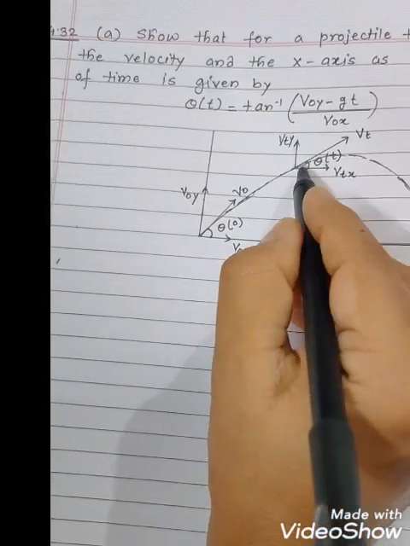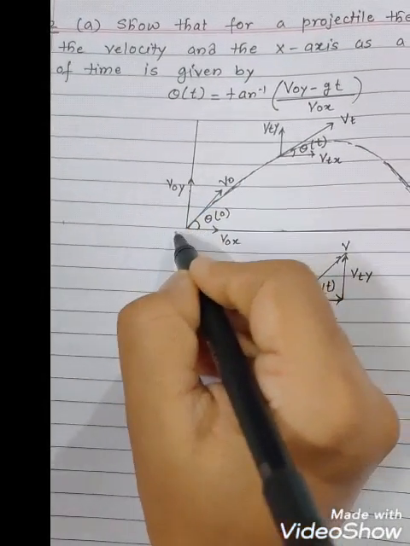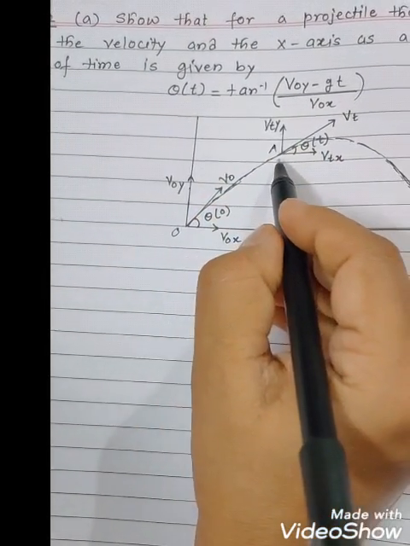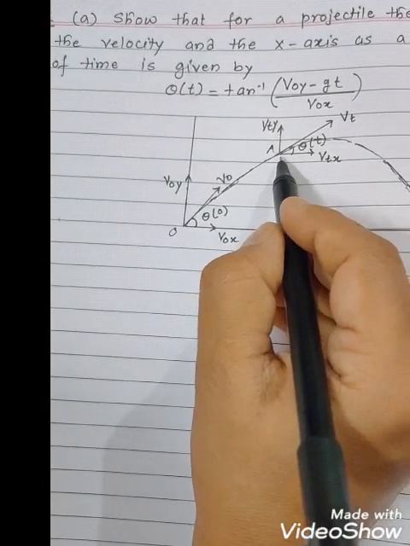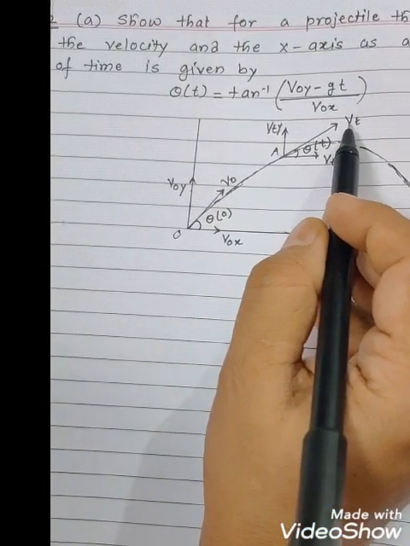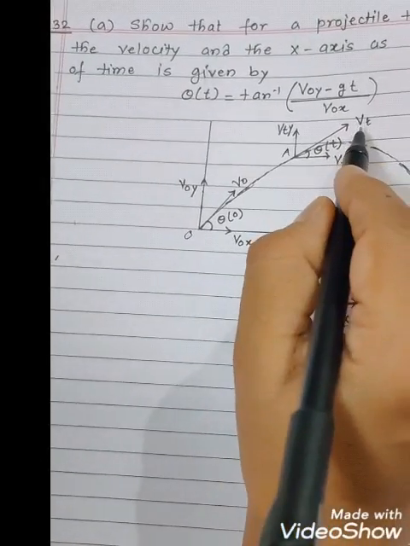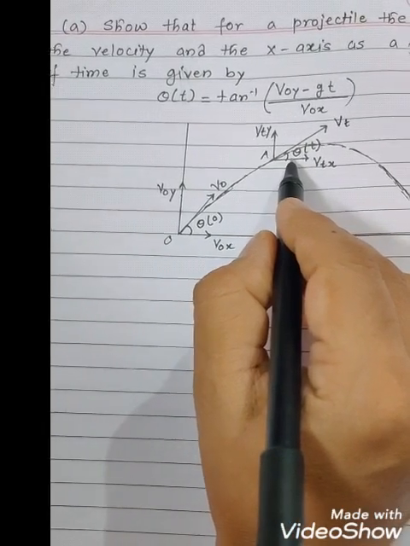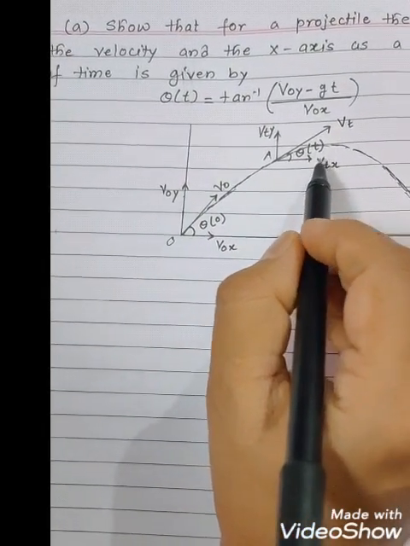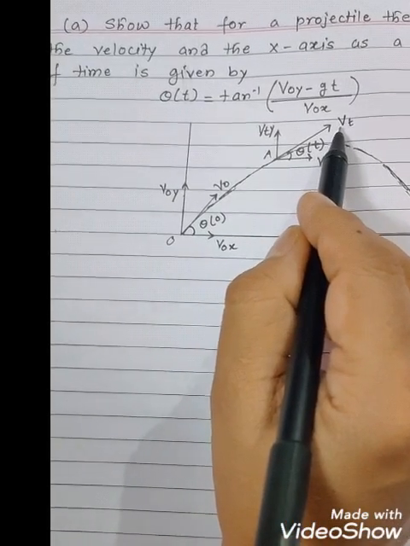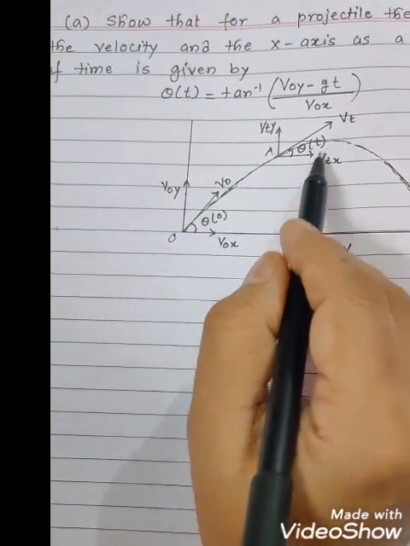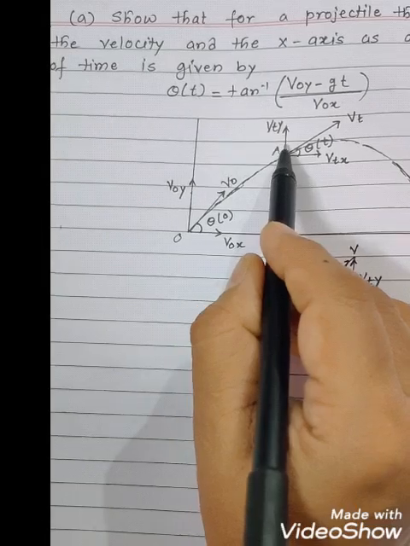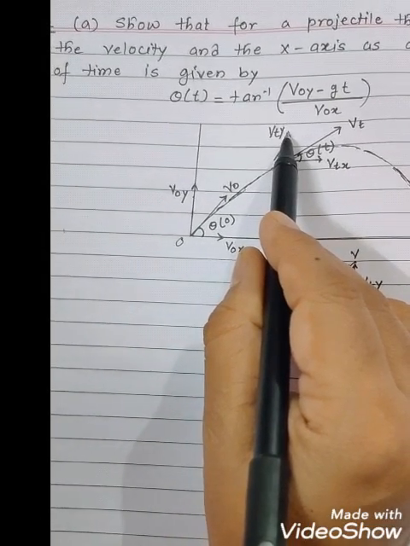Now come to this point. Suppose this is O and this is point A. At this point you will see the velocity after time t will become vt and the angle with the horizontal also will become theta t. And the velocity vt is resolved in two components. The horizontal component is vtx and the vertical component is vty here.